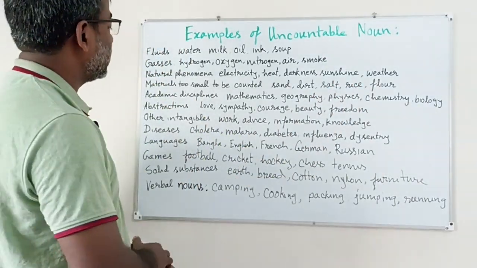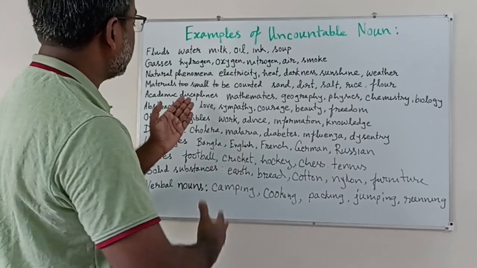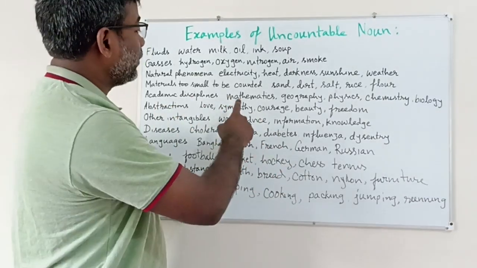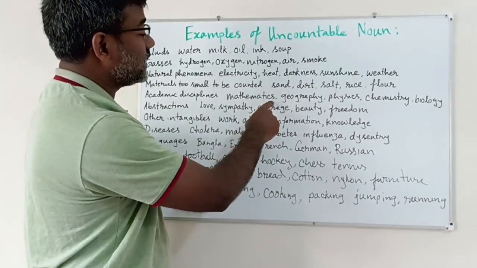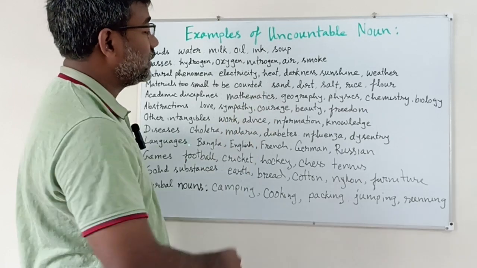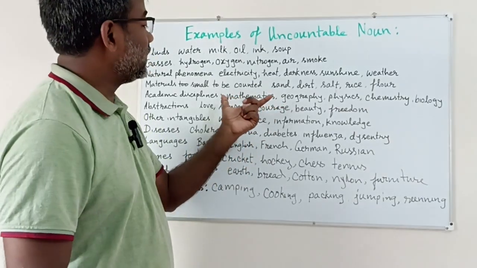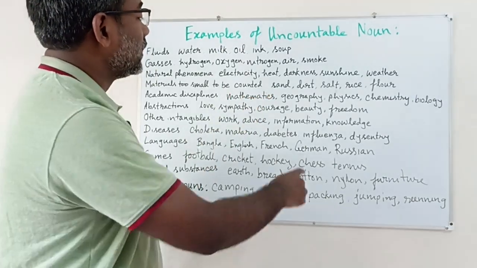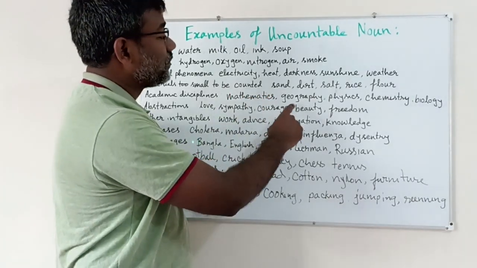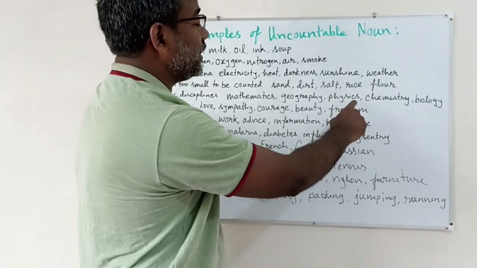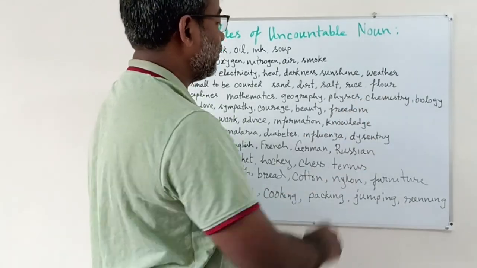Academic disciplines. By academic disciplines, we mean academic subjects. Mathematics: there is an S at the end of these words, and it seems to be plural, but it is an uncountable noun. So be careful about this. Geography, physics, chemistry, biology.